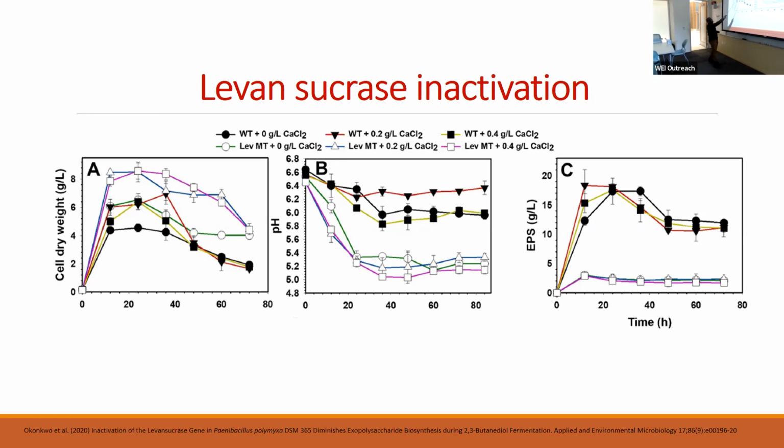So you can see there, the ones below are your levansucrase mutants. The ones at the top are your wild type organism. If you follow that through, you can see that the mutant we generated, in the presence of 0.2 to about 0.4 grams per liter of calcium chloride, grew better than the wild type. Also, when it grows better, it means it produces a lot of acetate. The pH was much lower, but most importantly, we quantified the exopolysaccharide as well. You can see that it produces significantly less compared to your wild type.